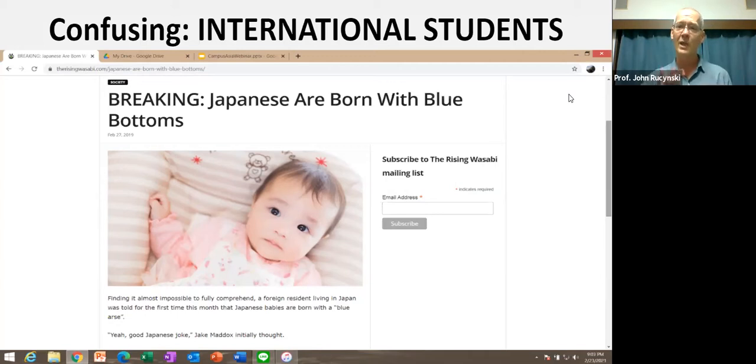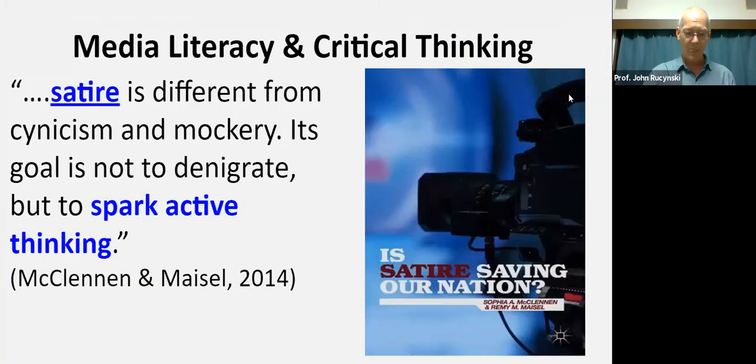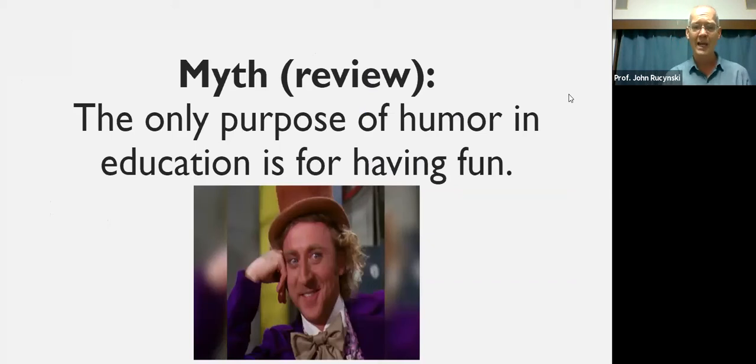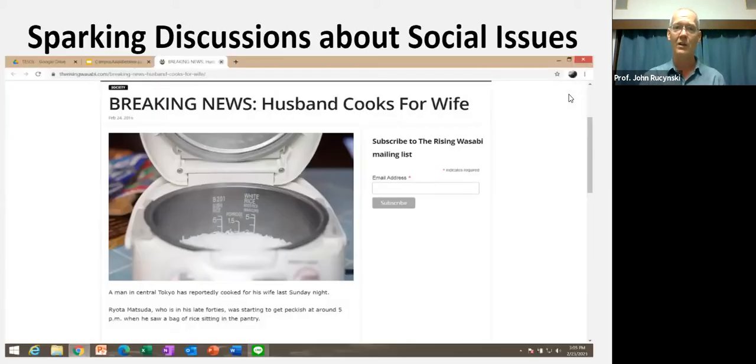Okay, so let's make a transition there. This great book here, again, like sarcasm, some people might say, well, satire is very negative. You're criticizing. But it's not always true. It's also sparking active thinking and maybe making learners more interested in news or issues. So again, going back, humor is not just about having fun. So we can use these to also introduce social issues.